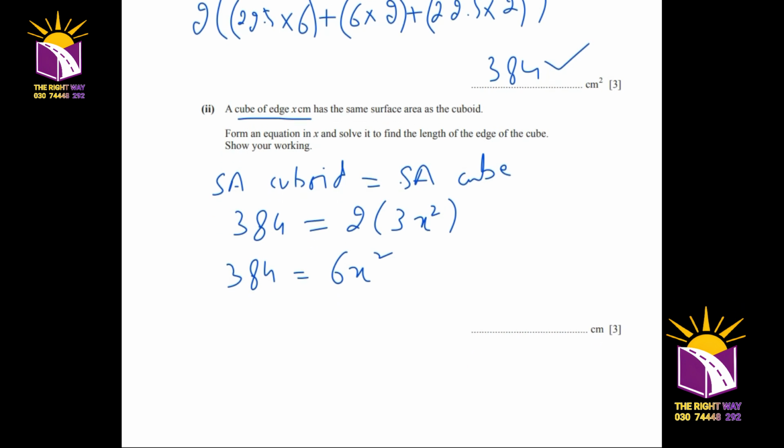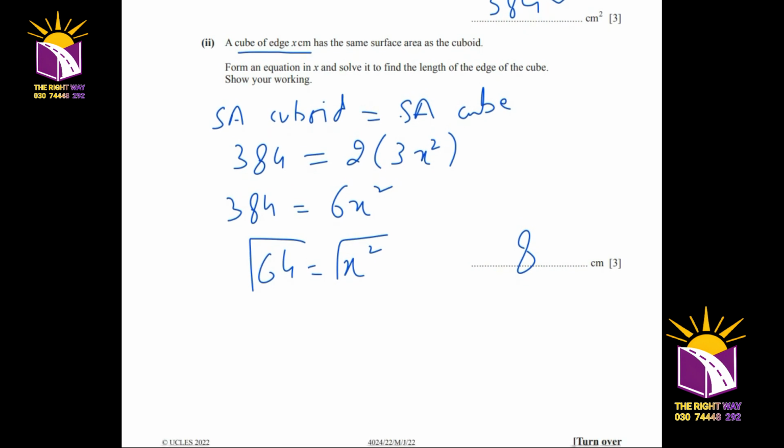So now 384 divided by 6, 64 is equal to x square. Taking square root on both sides, x will be equal to 8, since the square root of 64 is 8. So your answer will be 8 centimeter.